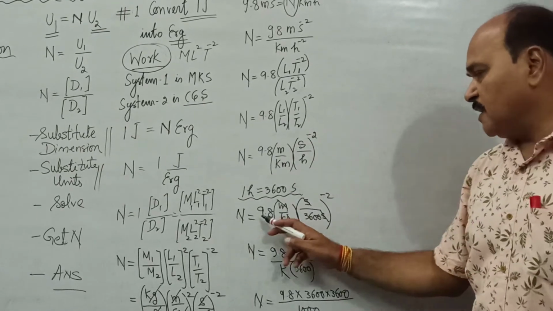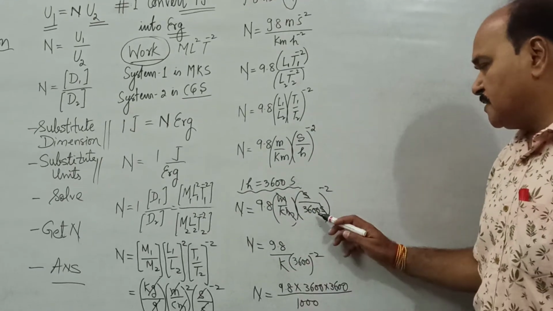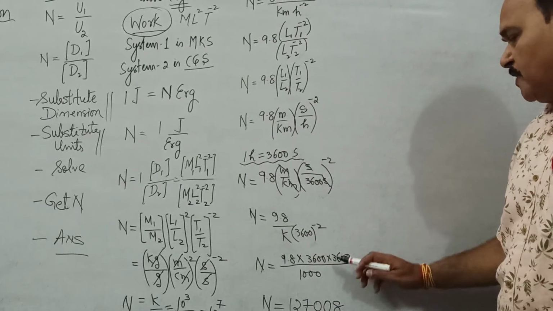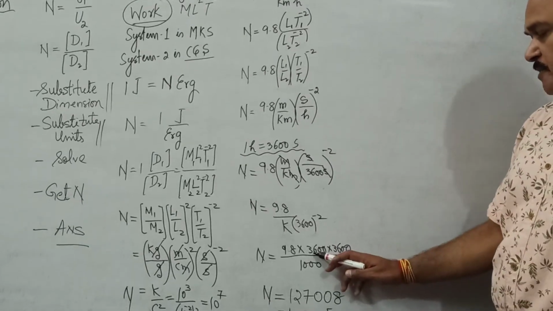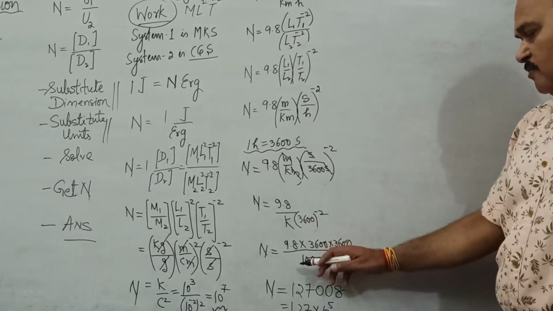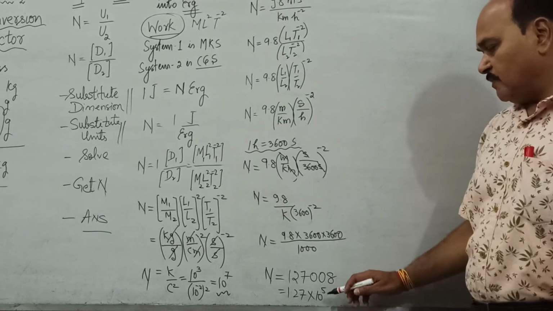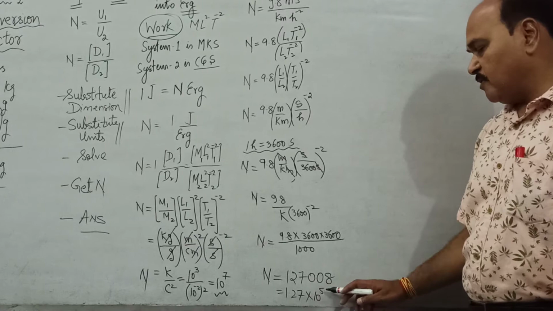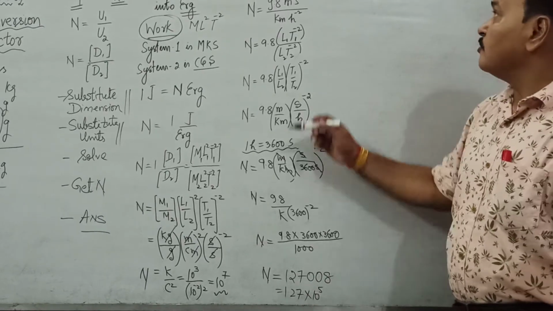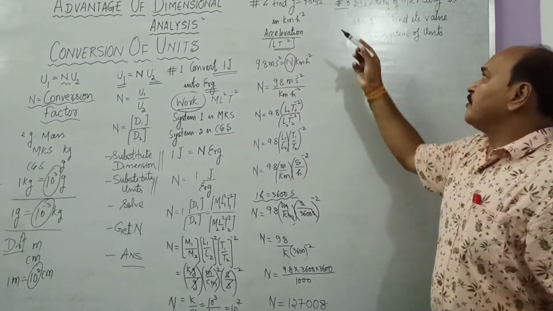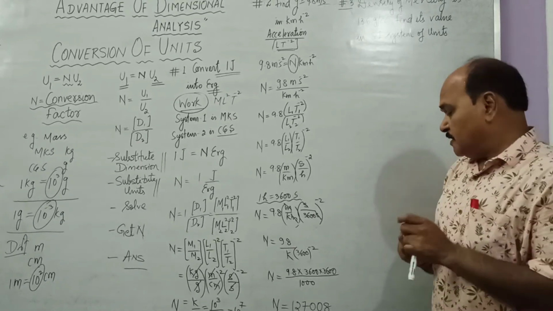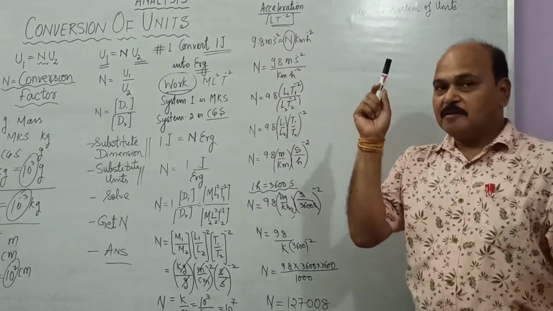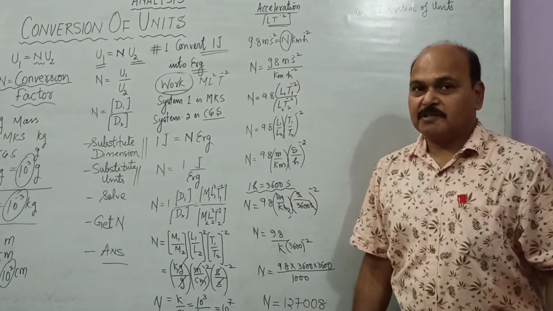What do we get? 9.8 upon kilo, and this is 3600 to the power minus 2. This 3600 to the power minus 2, when it moves up in the numerator, becomes 3600 to the power plus 2. You can multiply it and solve it, and the value comes out to be 127008, or 1.27 into 10 to the power 5. So g, 9.8 meter per second square, is 127008 kilometer per hour square. This is conversion number 2.